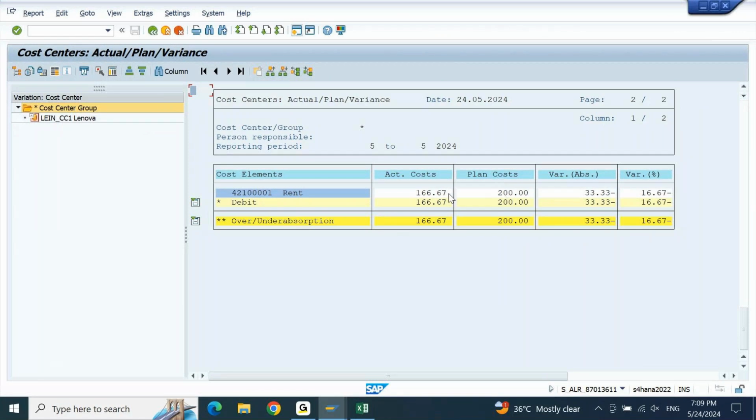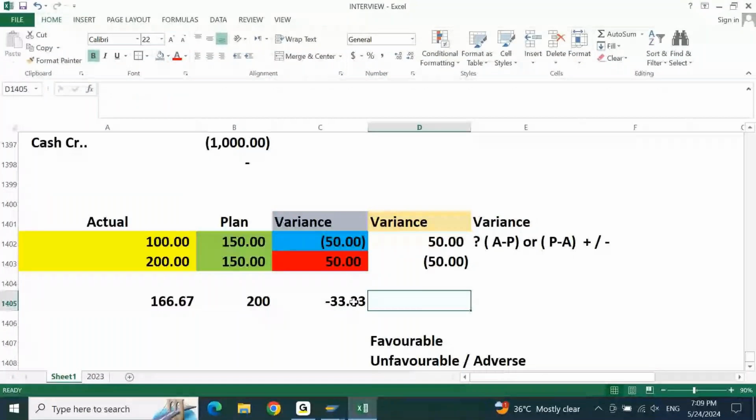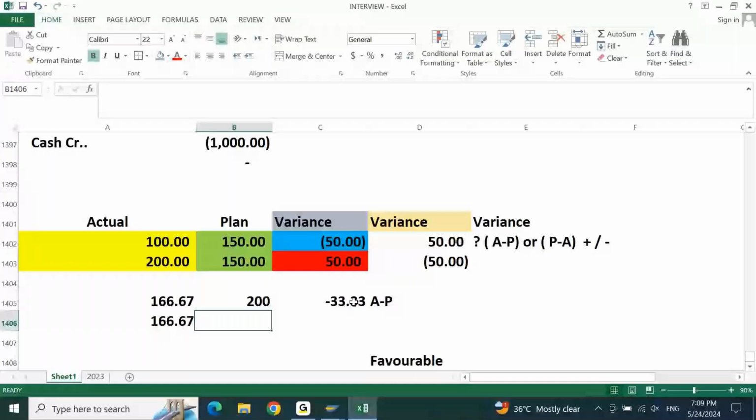Okay, look at this number. My actual cost is 166. My planned cost is 200. System is telling there is a variance of 33.33. This is a negative variance, a minus figure. This is my minus number where I did A minus B. Similarly, if I put the same number again and do P minus A, this is positive.